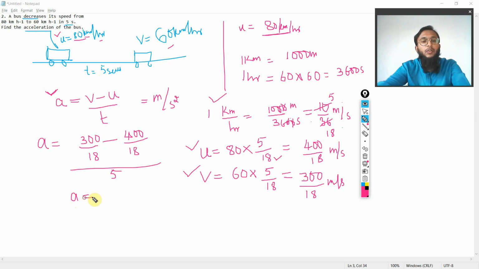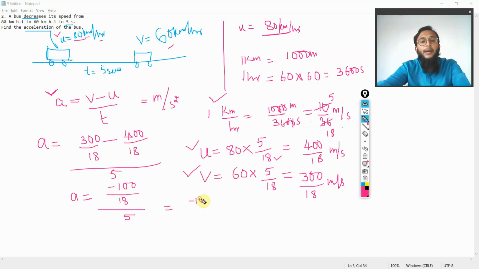Now acceleration is equal to, since the denominators have the same value, the LCM will be 18 again. 300 minus 400 becomes minus 100, because the value of 400, the negative sign's value, is more, so we get minus here. So 300 minus 400 is minus 100 by 18, and what is down again? 5 seconds. Now again we are going to take the reciprocal.